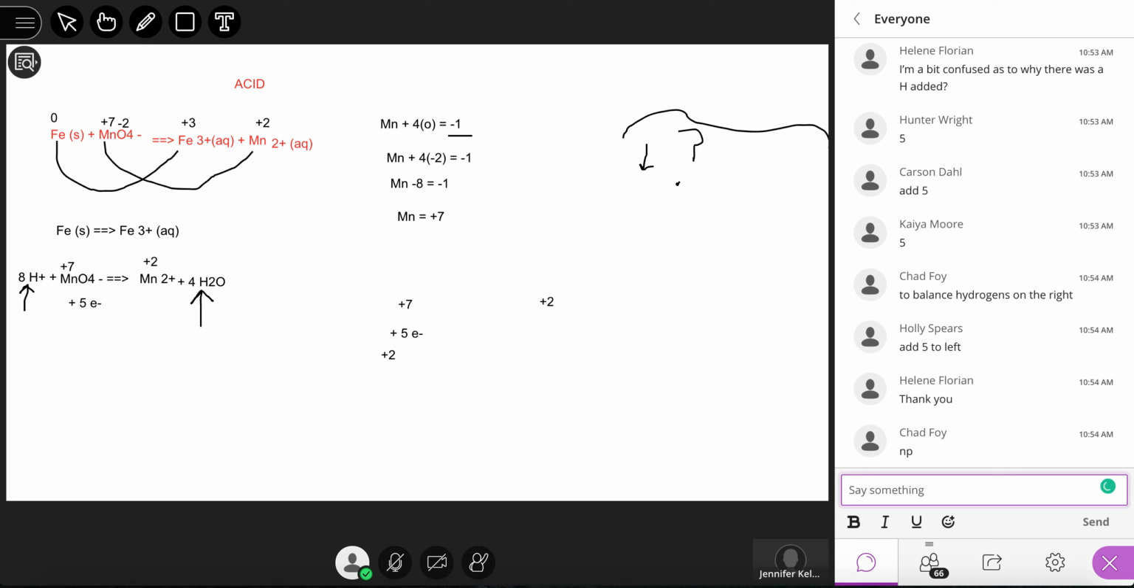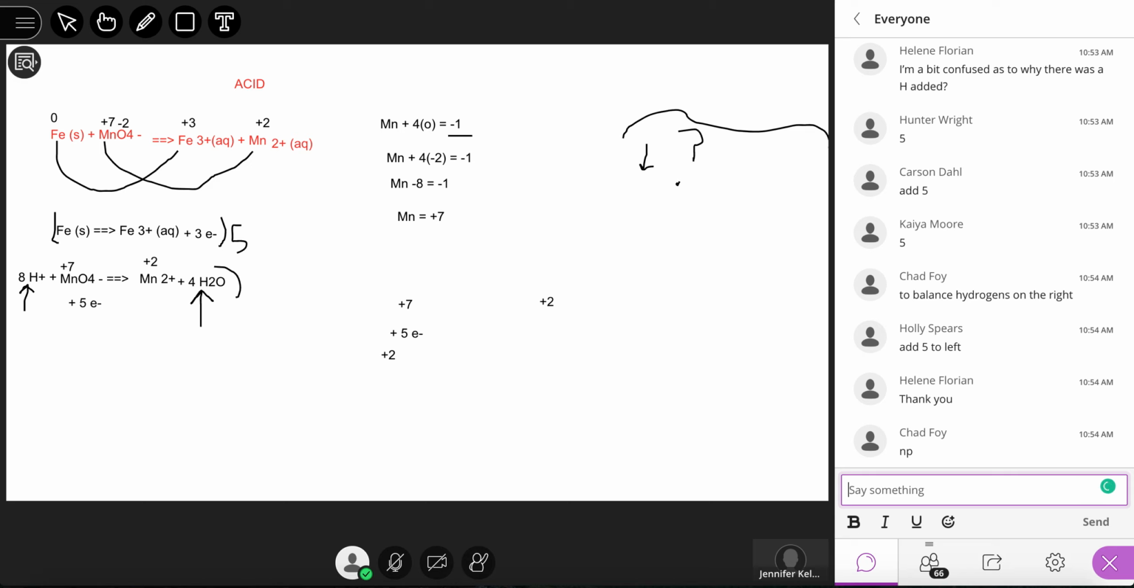Right? On the top, I've got 3+ on the right and neutral on the left. So I'm going to have to add some electrons on the right. All right? That's good, but I have 3 electrons on the iron one and 5 electrons in the manganese one. So I'm going to multiply my equations. I'm going to multiply this one by 5.